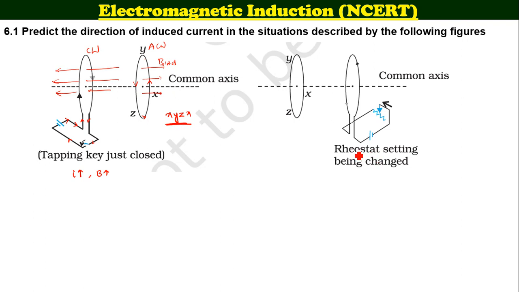So basically the rheostat setting is being changed now. You are just changing the rheostat setting. Because of this, the current starts flowing in this one. Of course he has given the direction already. Current starts flowing. Very good. Now the original magnetic field will be in which direction? That will be in this direction.